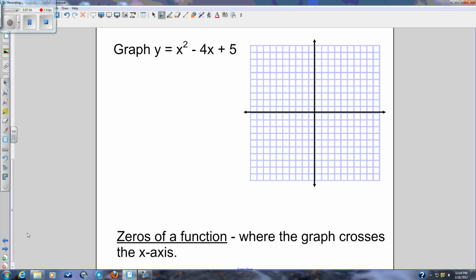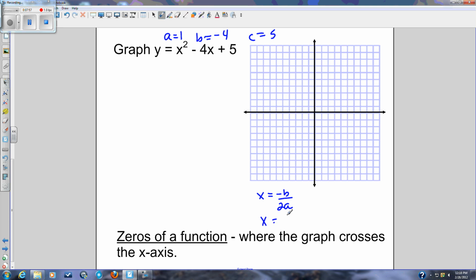We want to graph y equals x squared minus 4x plus 5. In this case, a is 1, b is negative 4, c is 5. So let's plug in our numbers. x equals negative b over 2a. That's how we start this off with our vertex. So plug in our numbers.